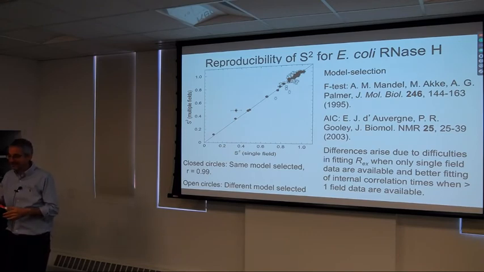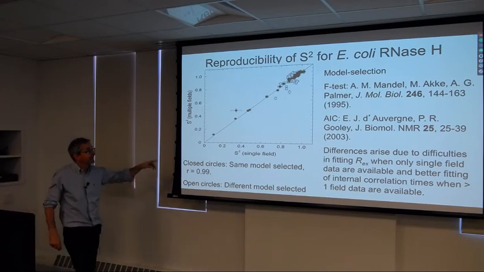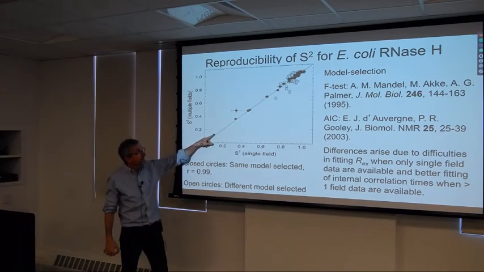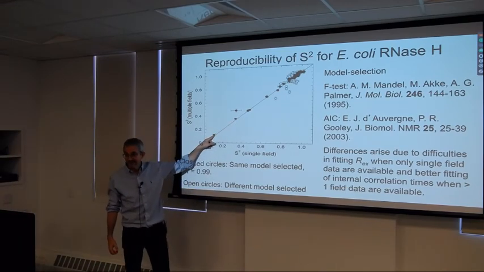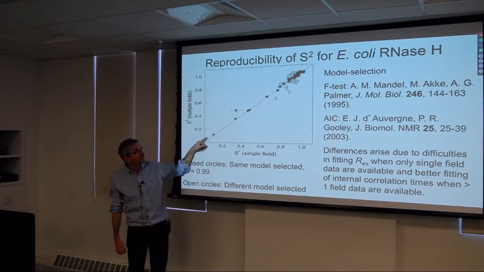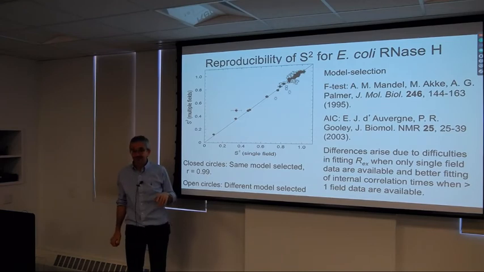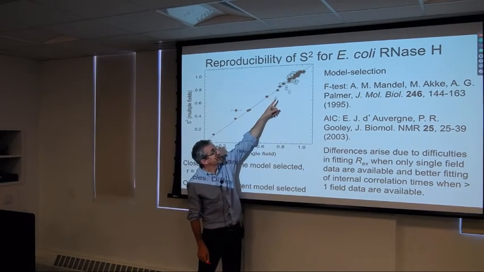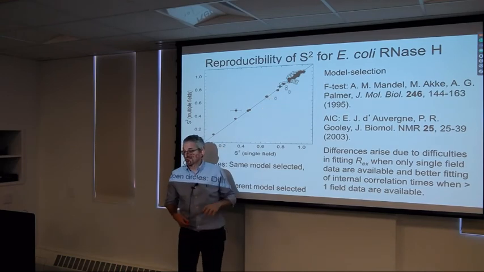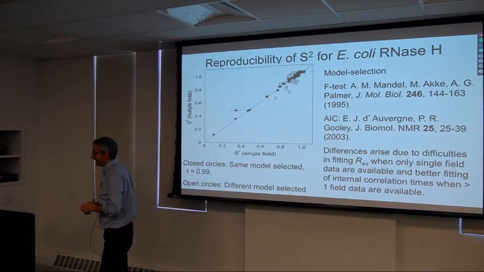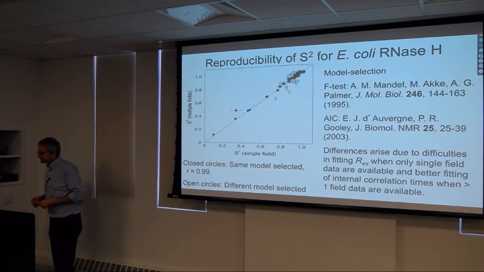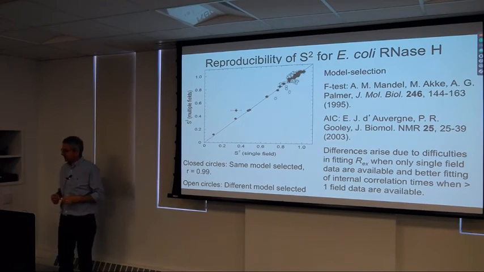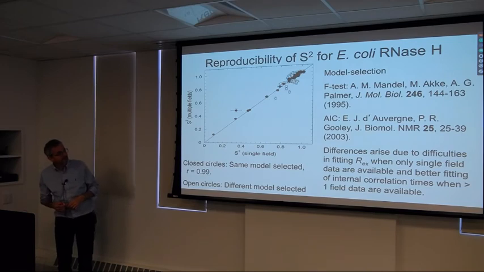So the 2 analyses were done independently. So you can see if the same model is used to fit the data, then the agreement is really terrific. But if you pick different models, the agreement isn't so good. And 2 things happened. And one is, and I don't remember which side of the curve is which.